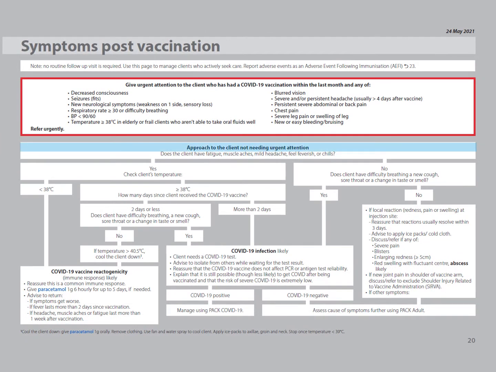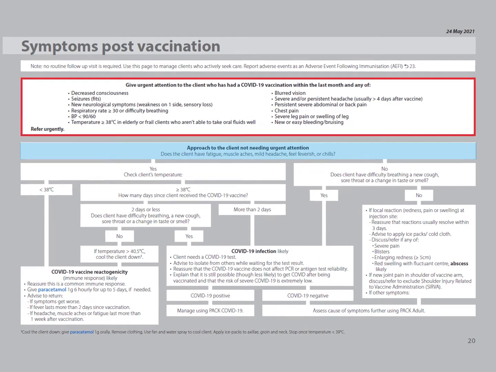If the client does not need urgent attention, you can proceed with the algorithm below, which starts by asking if the client has fatigue, muscle aches, a mild headache, feels feverish, or has chills. If the client replies yes, you will follow the left-hand side of the algorithm.